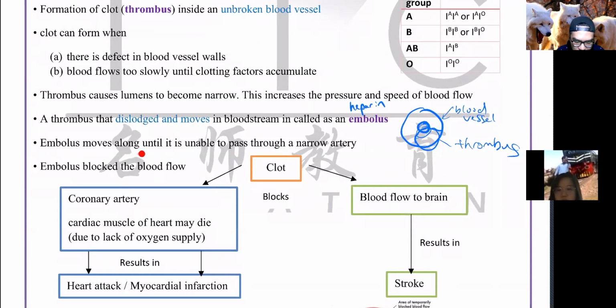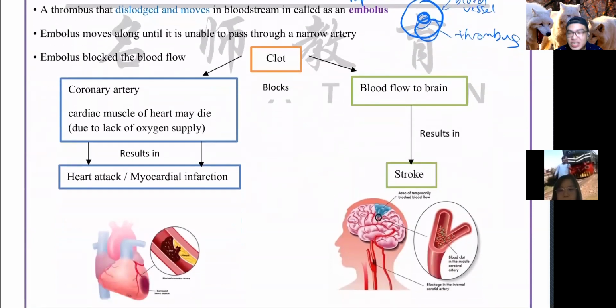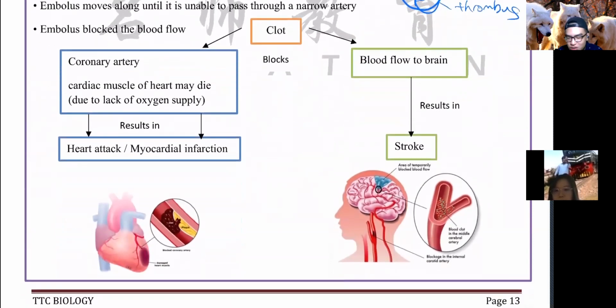So the embolus moves along until it is unable to pass through a narrow artery. So the embolus blocks the blood flow. So see where it happens. If it happens in your brain, we call it a stroke. If in the coronary artery, then you have a myocardial infarction.